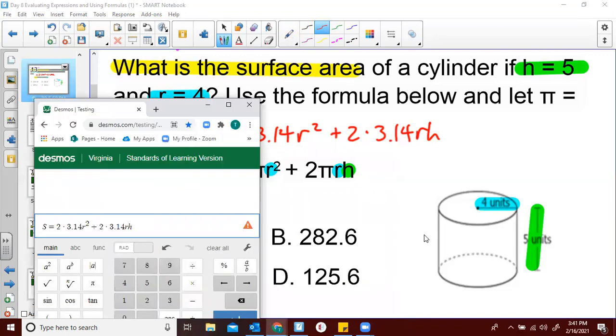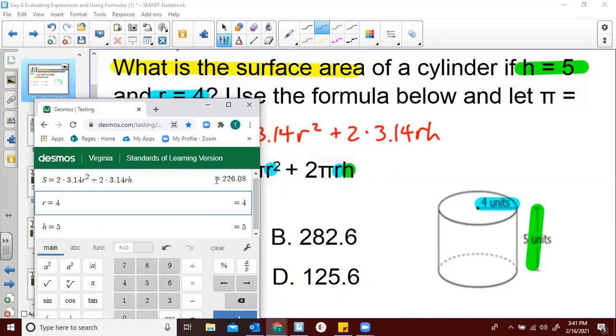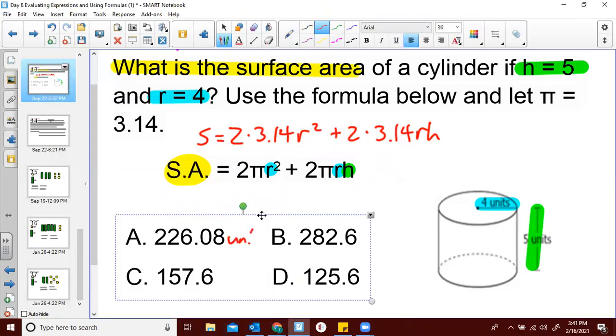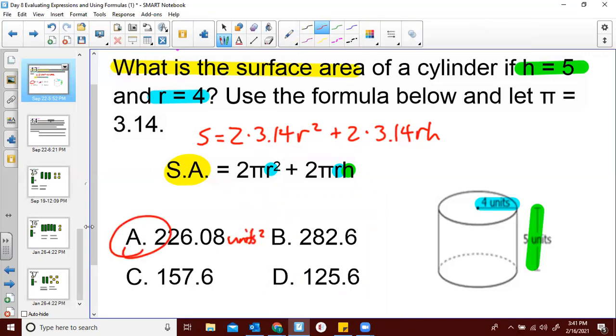All right, I just need to put in what is my R equal, what is my H. Straightforward. It says H is 5. It says R is 4. And it's going to give you your answer as 226.08. This is surface area. So that's going to be units squared.